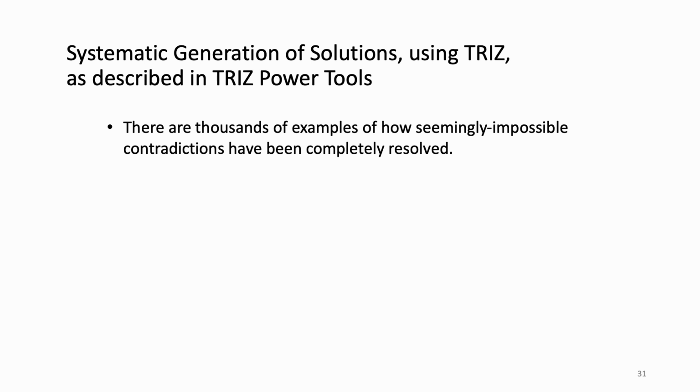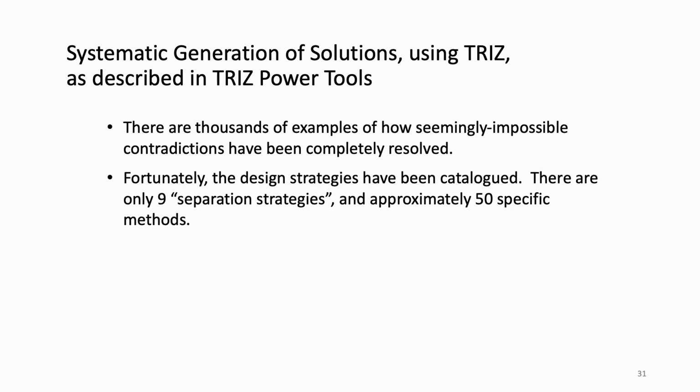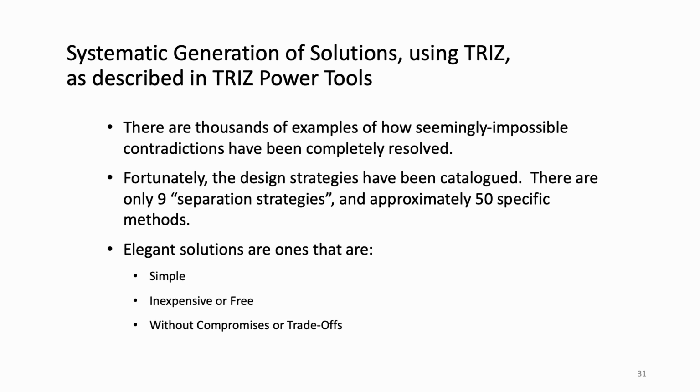So regarding TRIZ, there are thousands of examples of how seemingly impossible contradictions have been completely resolved. Fortunately, the design strategies that were used in each of those cases have been cataloged, and it turns out there are only 9 separation strategies, or ways to make something large and small, hard and soft, and so on. So 9 strategies and perhaps 50 or so specific methods to accomplish those. The goal again is elegant solutions, ones that are simple, inexpensive or free, and without compromises or trade-offs.